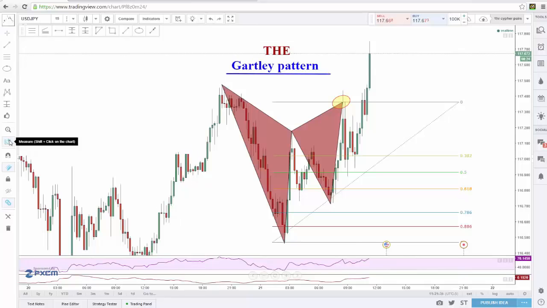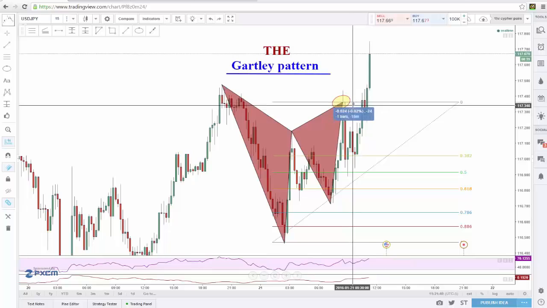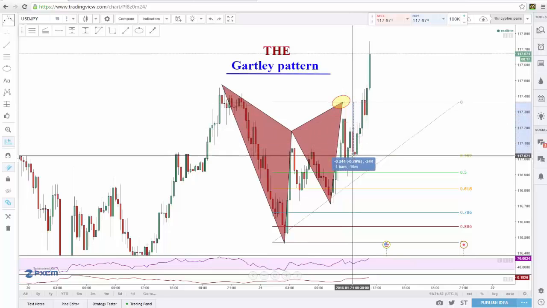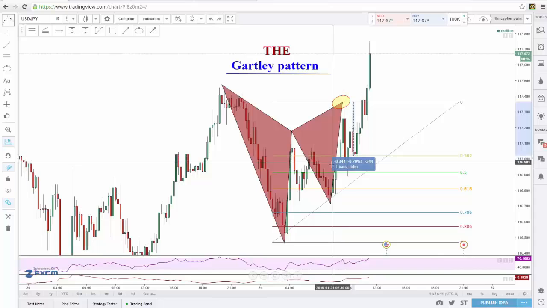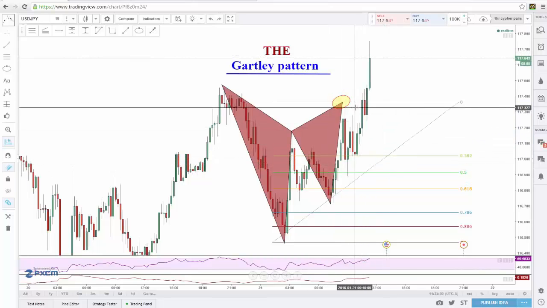So if I bring my ruler tool over, you can see that we hit our entry and then immediately turned over within a 15-minute candle, banking in around 34 pips. And in today's video, I'm going to be showing you the rules and ratios that I use to trade this Gartley pattern in the markets every day.